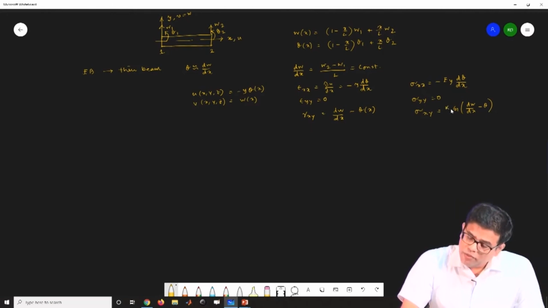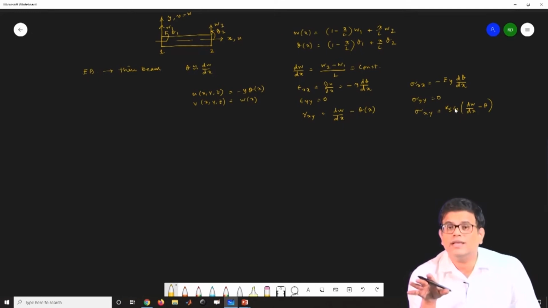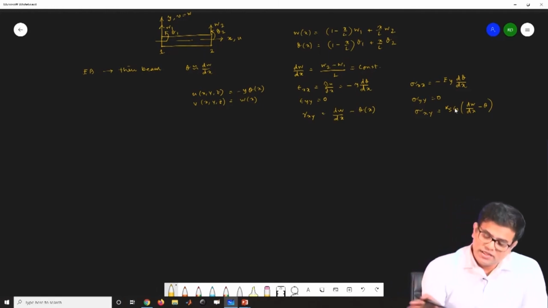Now, here to match the shear stress profile of the beam, which is parabolic in nature for the rectangular case, that is why we add some shear correction factor. So, this is also something you have studied in mechanics.